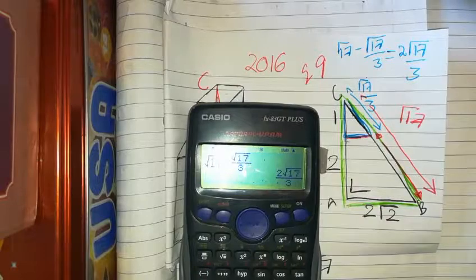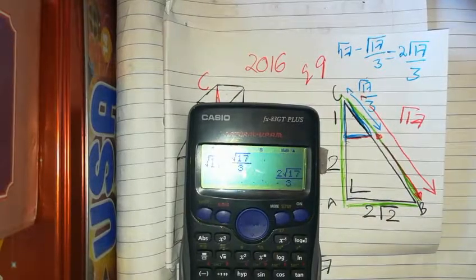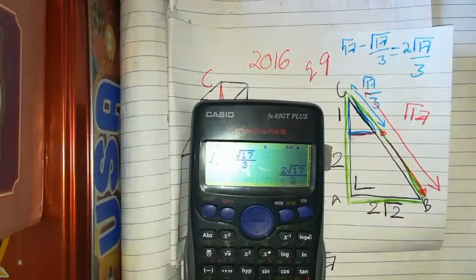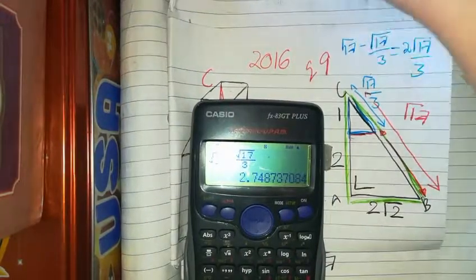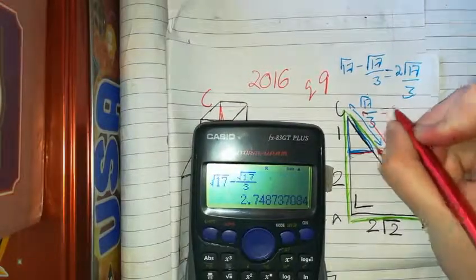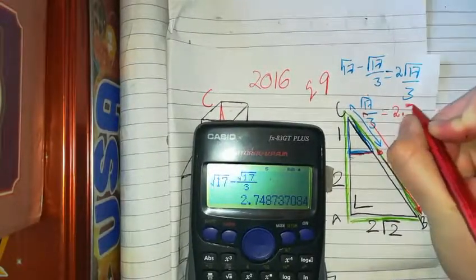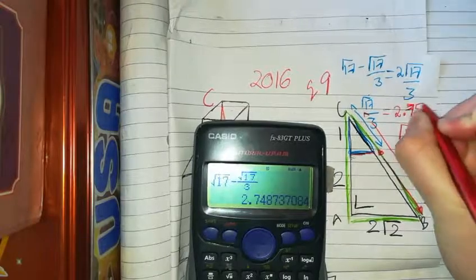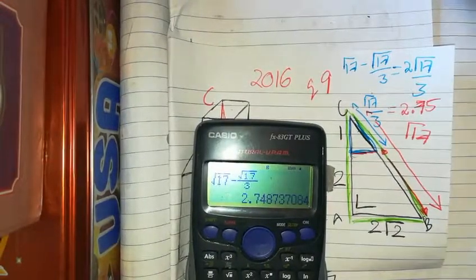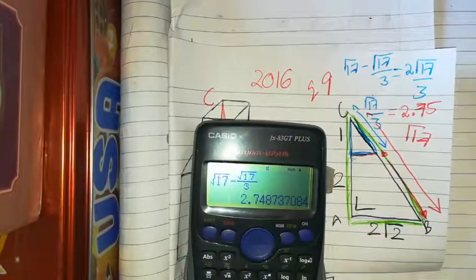It doesn't say what form to leave it in, so I might leave my answer in surd form, or I can put it in decimal, but I'll have to round it. So I can say it is equal to this, or equal to 2.75. I have the option of leaving it in surd form because it doesn't specify which form I should leave it in.